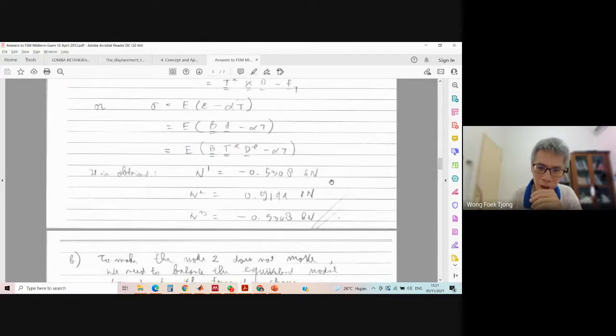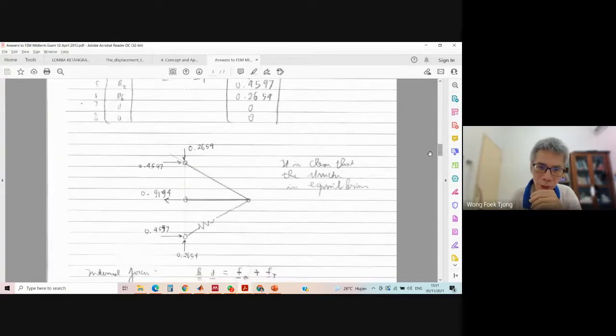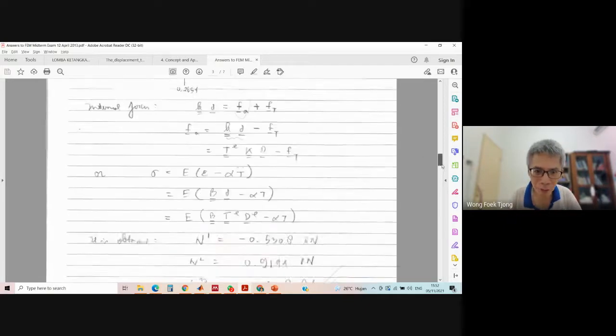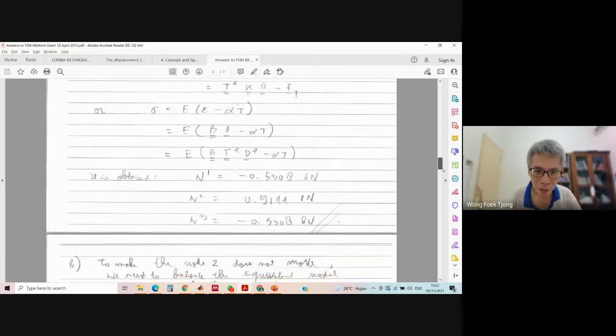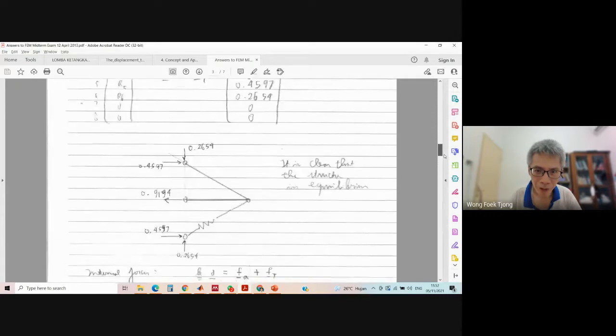Okay, compression. Number 2 is in tension. Because what? This is actually the temperature increase. This is decrease. Increasing the temperature tends to make the bar in tension, because the bar tries to return to the original position, right? So that's why in the condition of compression.